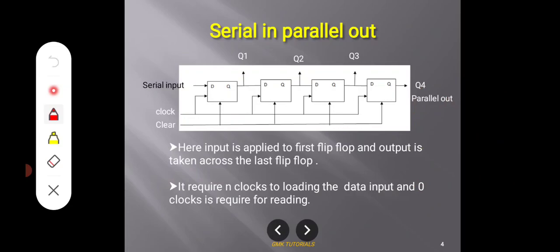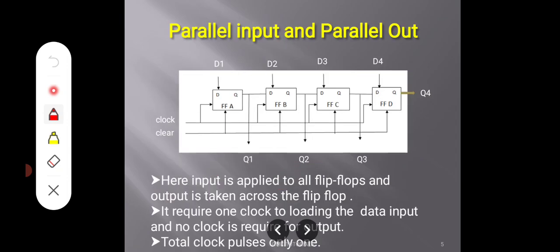Okay, next one, serial input and parallel output. In this case also, input is applied to the first flip-flop. In this criteria, output is taken across the corresponding flip-flops, not just the last flip-flop. Therefore it requires n clock cycles to load the data inside the flip-flops and 0 clocks are required for reading the data. So that is the scenario, right?